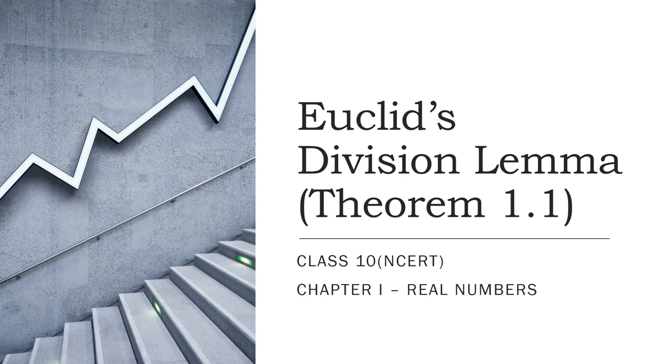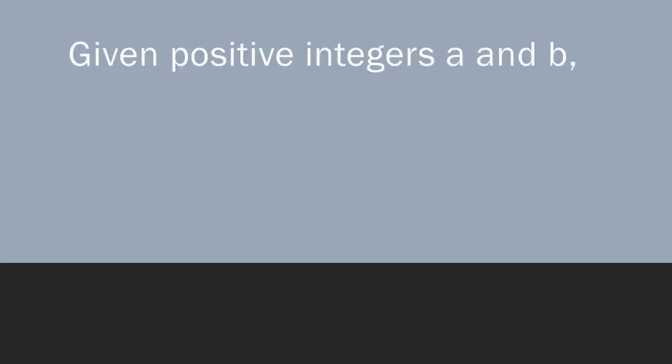Let's learn Euclid's division lemma, theorem 1.1. This is in chapter 1, Real Numbers. Before this, you can see the previous videos about Euclid's division lemma, the puzzles and examples also, so that this will be easy for you. So let's start. We are given positive integers a and b.